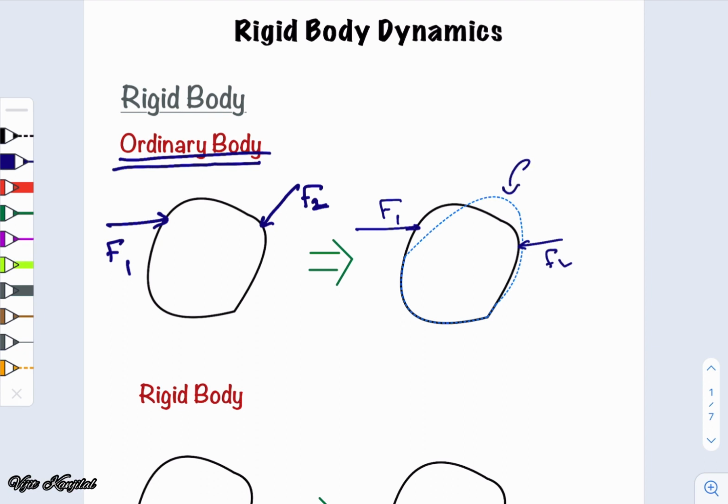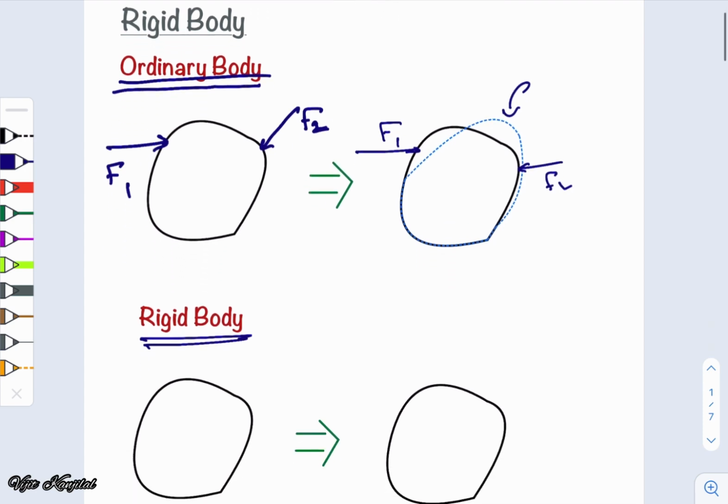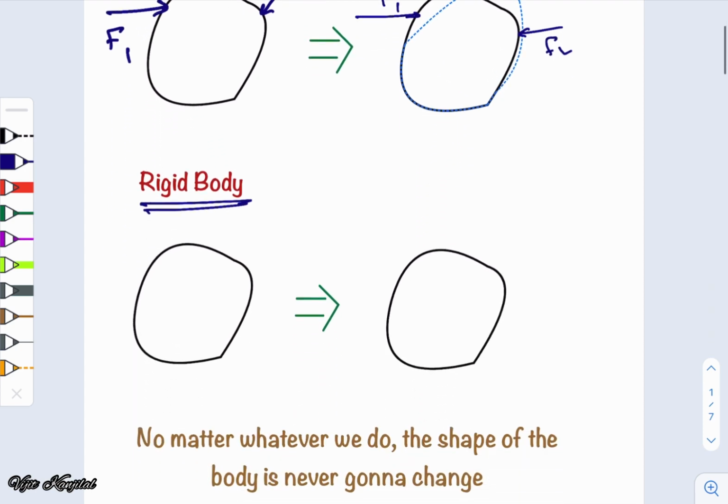This kind of observation is pretty common with most of the bodies that we encounter in everyday life. If a pretty large amount of force is applied on those bodies, the shapes of those bodies deform. So here comes the concept of a rigid body. How do we define a rigid body? We define a body to be a rigid body in which no matter whatever magnitude of force we apply in whatever direction, the shape of the body is never going to change.